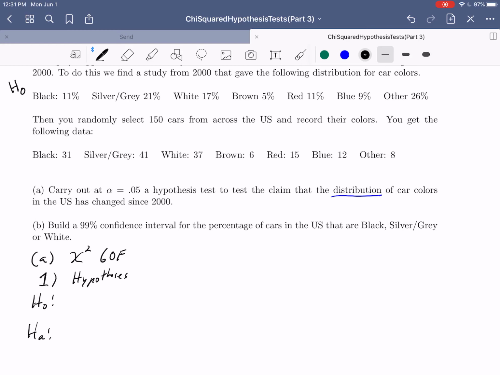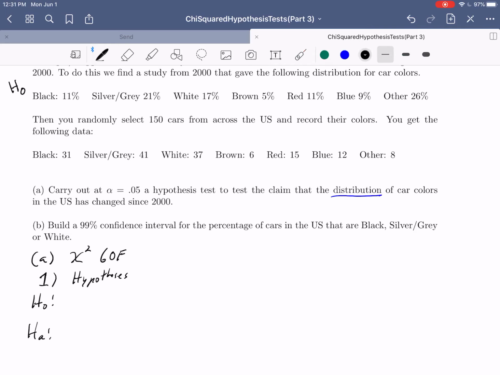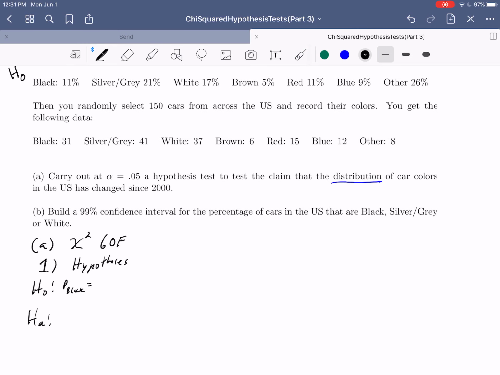So let's go ahead and write that out. We can do P1, P2, P3, meaning this one would be 1, this one would be 2, this one would be 3. But it might also just be easier to use some subscripts to make it a little bit clearer. So p of black here, right? Again, we can write it as 11%, but it's probably easier to write it as a decimal since we are going to have to do some computations with it. So we'll say 0.11.